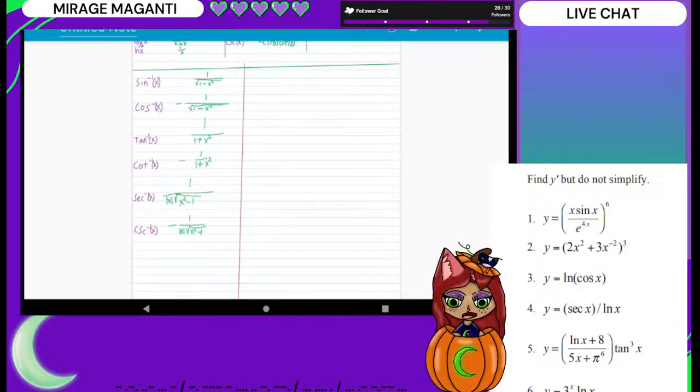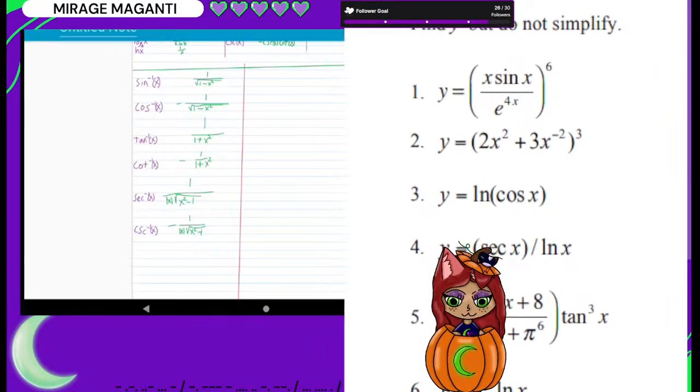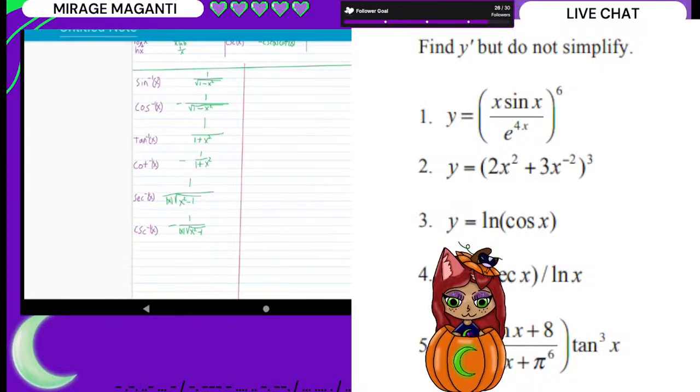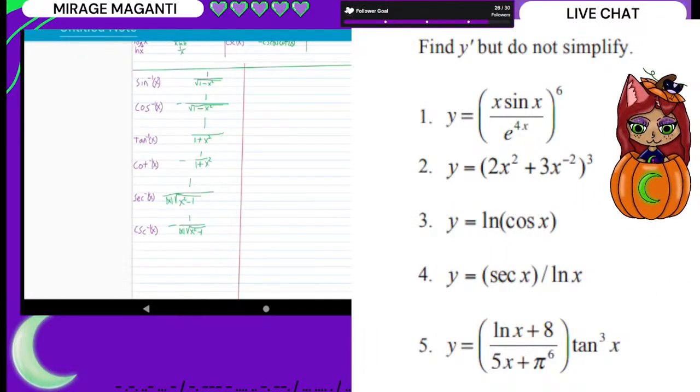let's look at this real quick. So, looking at number 2, you can see that there are 2 x's in here, and they're inside this parentheses with an exponent on the outside. So this is like 3 functions technically stuck together. You have the function 2x to the power of 2, plus another function that's 3x to the power of negative 2.